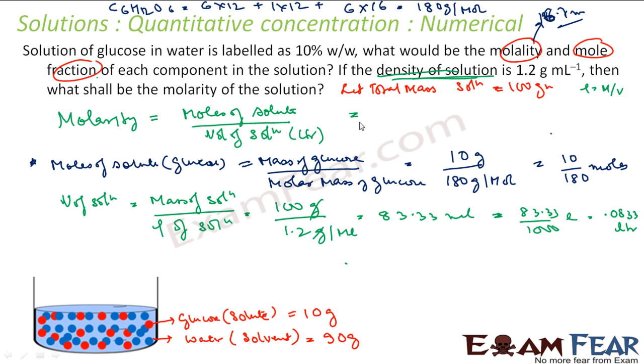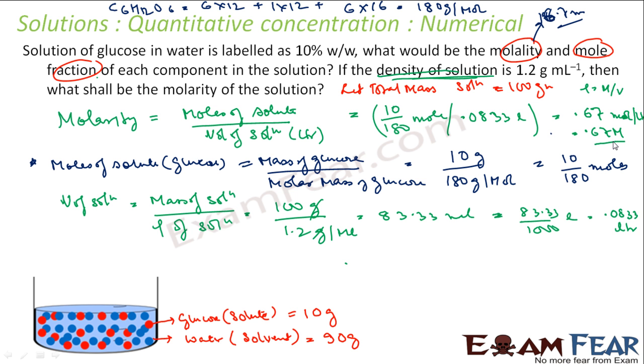So we'll put these values here now. Moles of solute, 10 by 180 moles, divided by volume of solution, that is 0.0833 liters. You solve this, you get 0.67 moles per liter, and that is nothing but molarity, 0.67 capital M. Right.